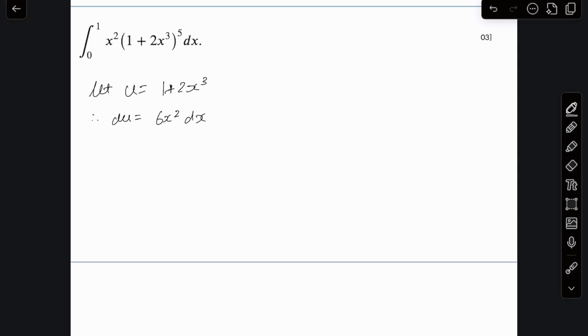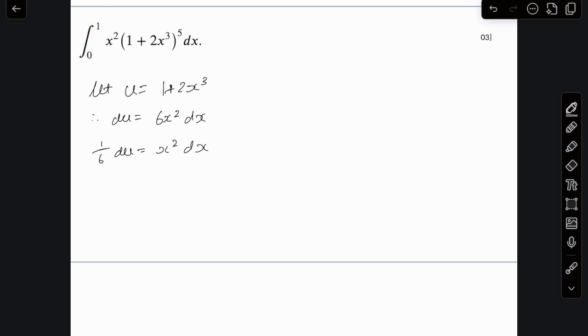We've got that. So we can therefore say that we've got our u here, but our du doesn't really fit. So what can I say? Well, we need x squared dx. So I can say a sixth of du is equal to x squared dx. Brilliant. But remember now, we've also got our limits of integration.